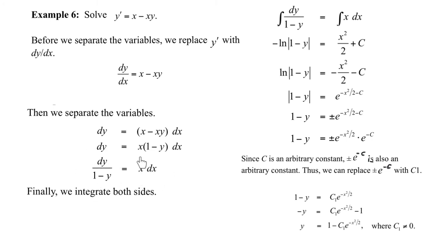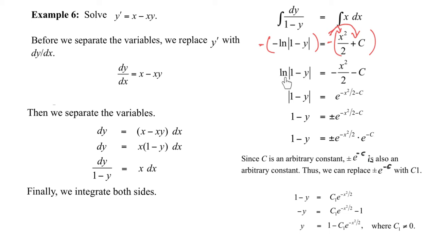Now we can integrate both sides. If you integrate both sides, this is negative ln of the absolute value of 1 minus y, and this is x squared over 2. We need to add a constant on both sides. It is the same as adding just one constant on one side of the equation. Then multiply both sides by negative. So this will be negative x squared over 2 minus c.